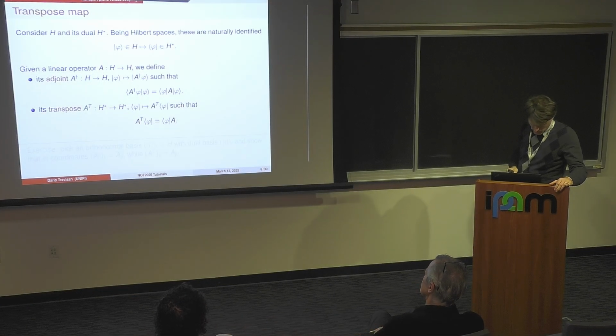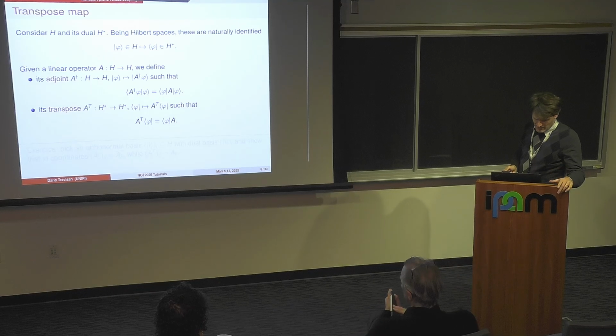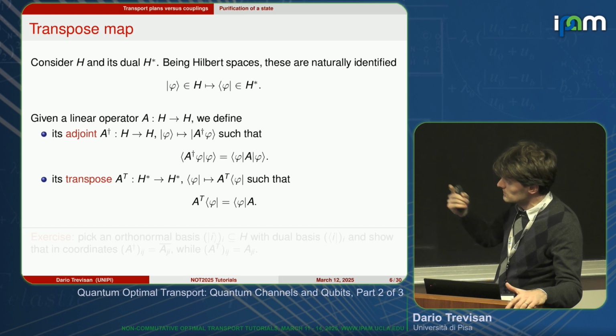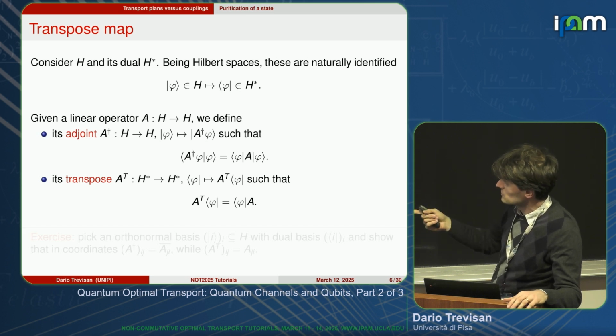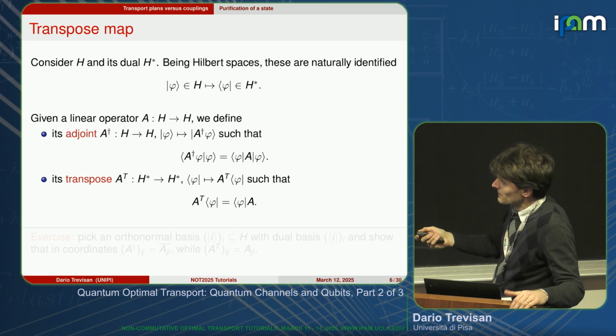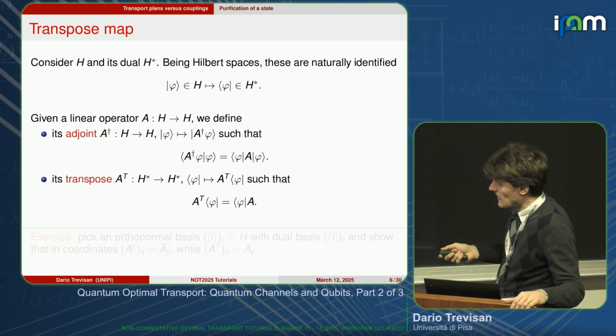Well, first of all, let me recall a couple of generalities here. Remember that we have a Hilbert space H, which is our quantum system, and we have its dual. Let's write H star as the dual. And remember that we have an identification between a space and its dual, simply given by the Riesz map, but in this case it's just a matter of notation, because we use ket vectors for H and bra vectors for H star.